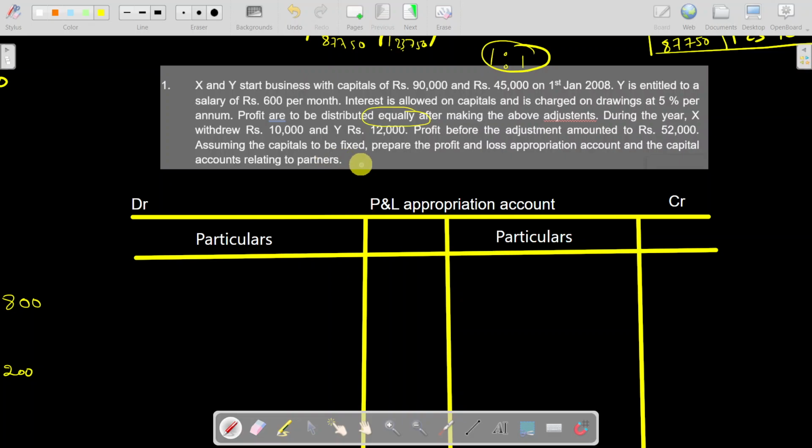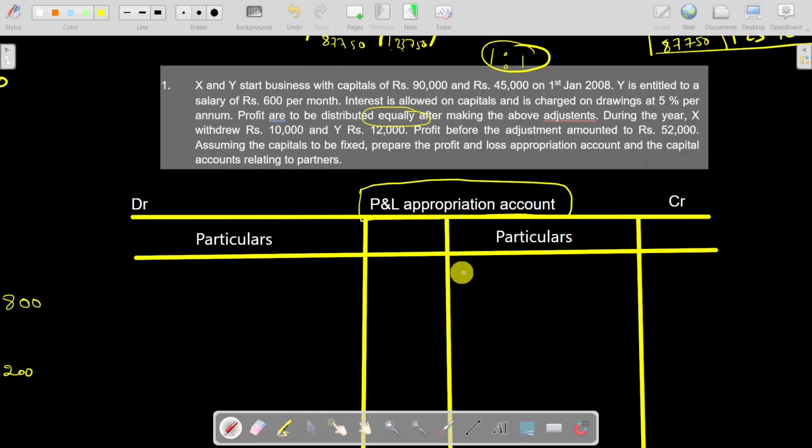So here capitals are fixed, so we have to prepare two accounts. One is the capital account and another one is the current account. Prepare profit and loss adjustment appropriation account and capital accounts relating to the partners. So first of all, we have to calculate the profit appropriation account and profit divisible to the partners. So we know the pro forma.